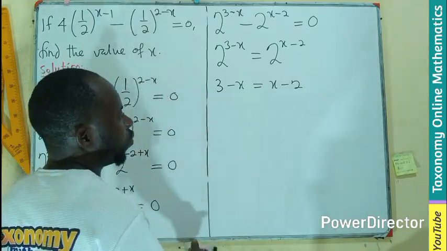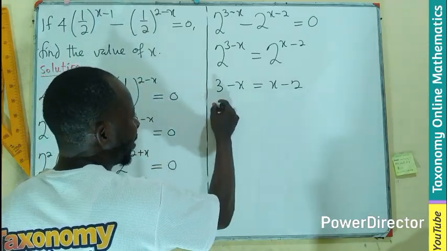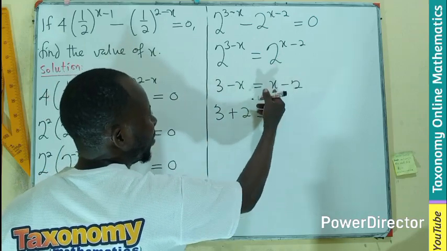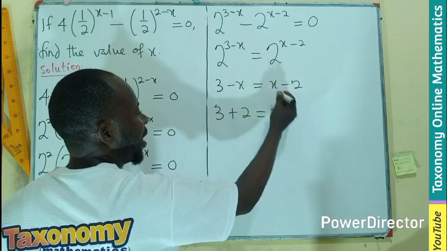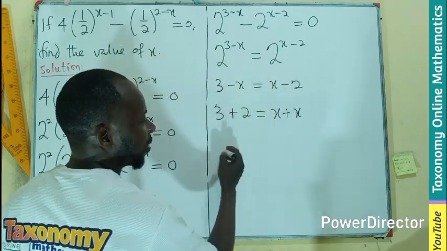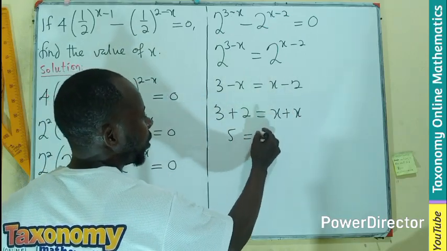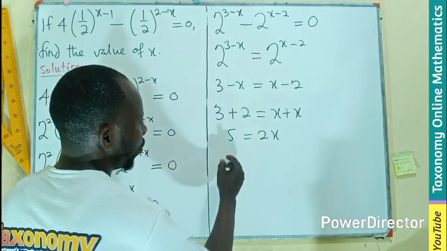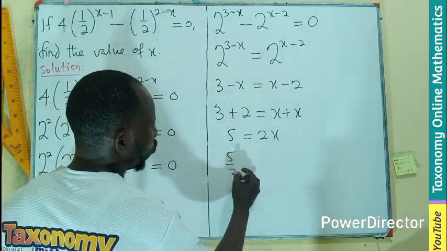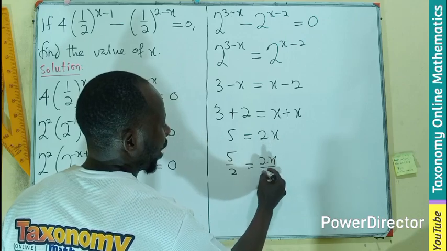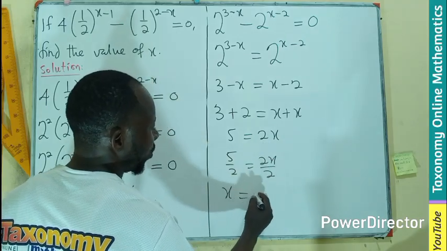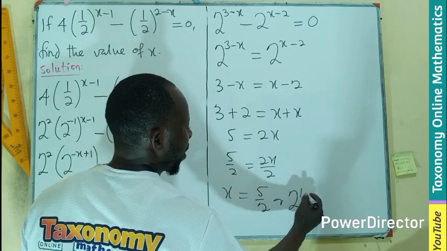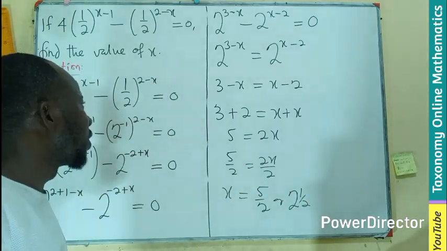And if that is true, we can group like terms. Let's maintain the 3 here. Negative 2 becomes plus 2. Maintain the x there. The negative x plus what? x. So 5 equals 2x. We divide both sides by the 2. So let's say 5 over 2, 2x over 2. x will be equal to 5 on 2 or 2 whole number 1 over 2.